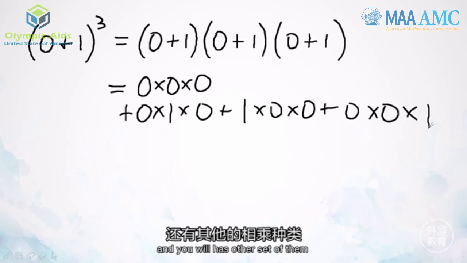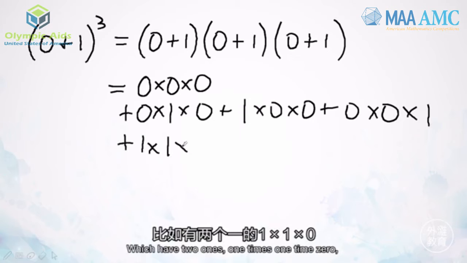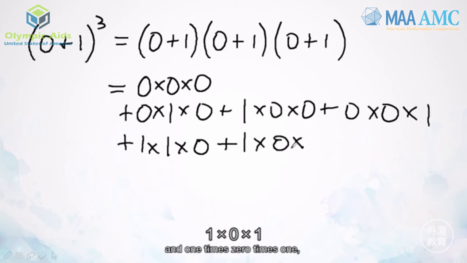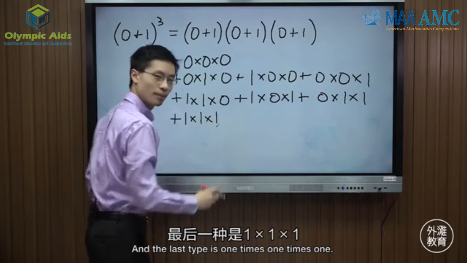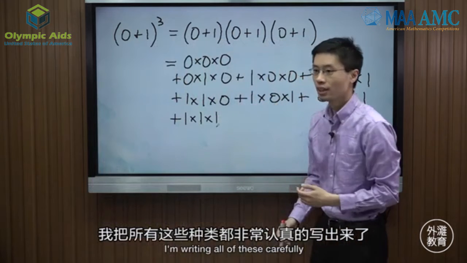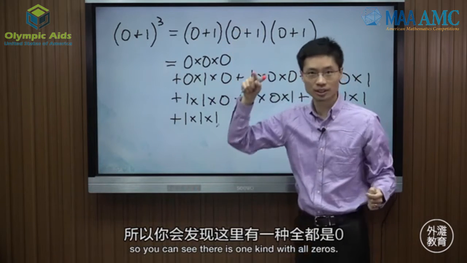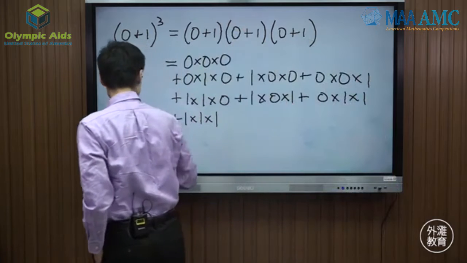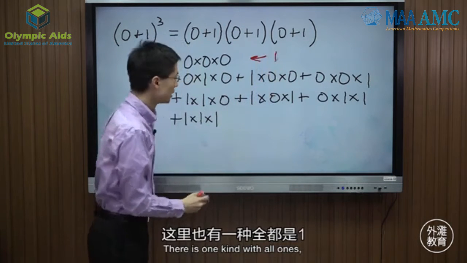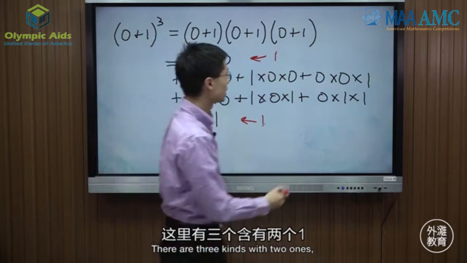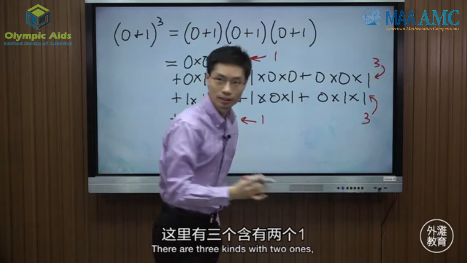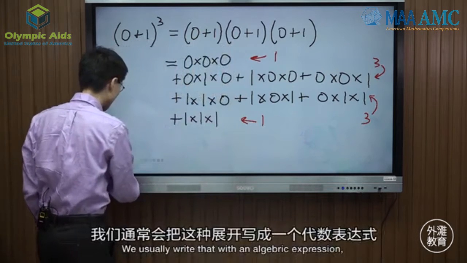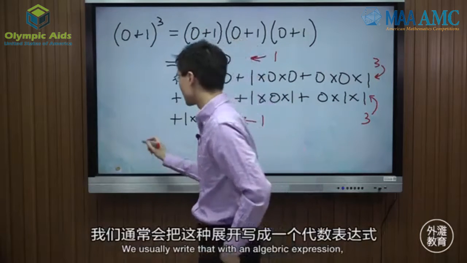And you'll have another set of them, which has two ones, 1 times 1 times 0, 1 times 0 times 1, and 0 times 1 times 1. And the last kind will be 1 times 1 times 1. I'm writing all of these out carefully so that you see that there is one kind with all zeros. There's one kind with all ones. And there are three kinds with 2 or 1 ones. Well, we usually write that as an algebraic expression.